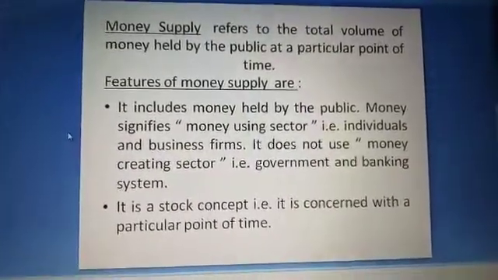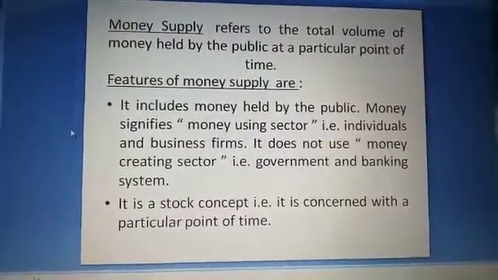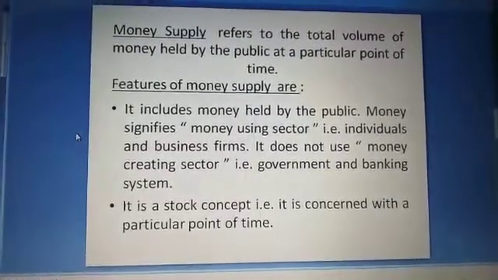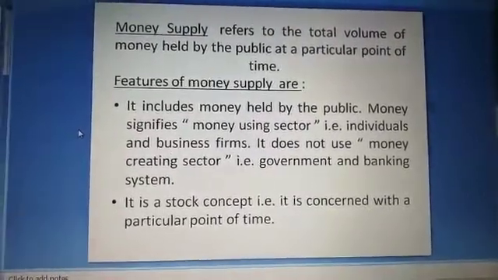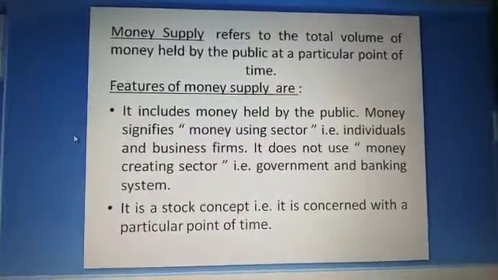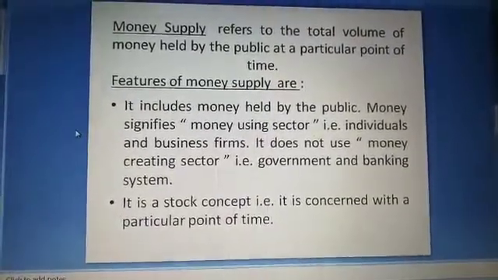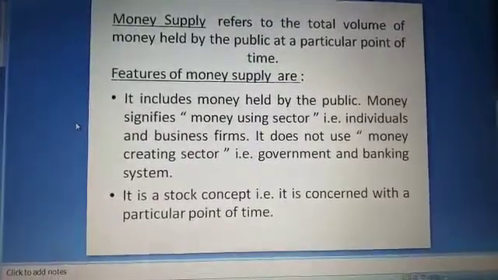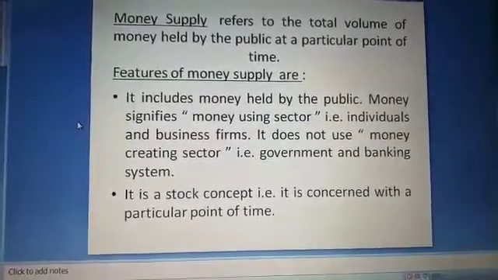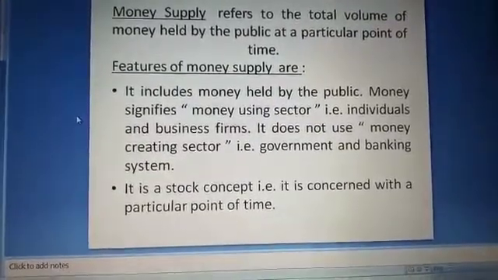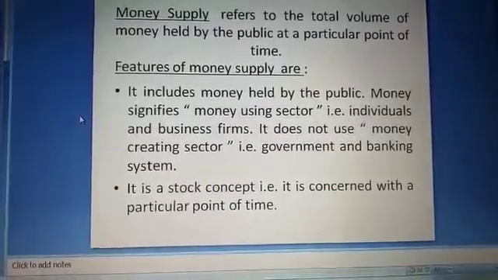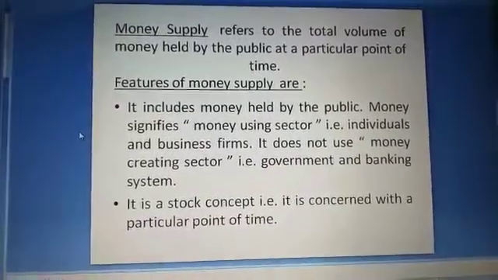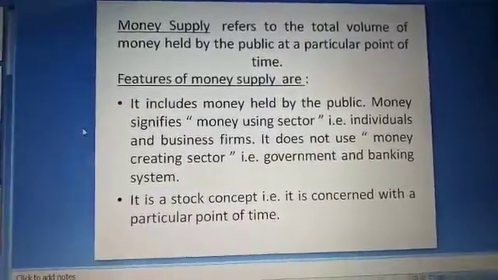So, what is money supply? It refers to the total volume of money held by the public at a particular point of time. And what are its features? First, it includes money held by the public. Money signifies money using sector, that is, individuals and business firms. It does not include money creating sector, which is government and banking system. And secondly, it is a stock concept. It is concerned with a particular point of time.